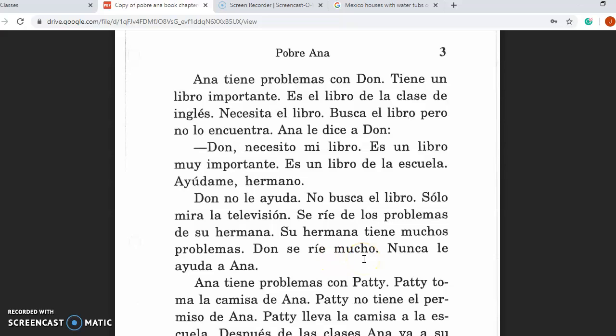I'm going to stop the translation right here on page 3 after talking about Don because I only have a few more seconds left of my video. So I will pick back up with another video to finish the rest of chapter 1.